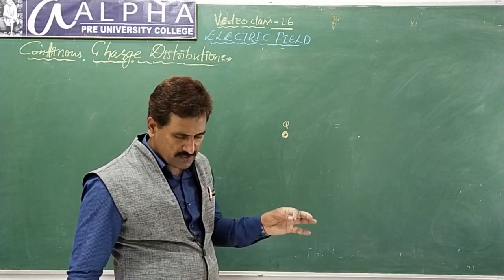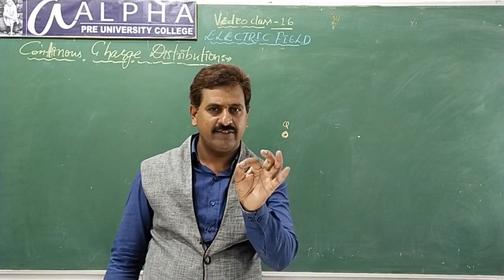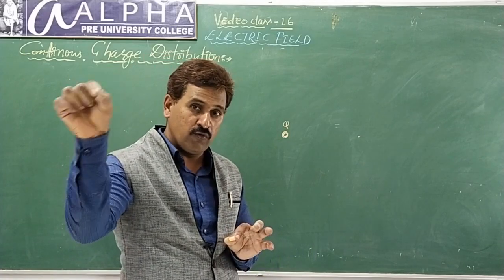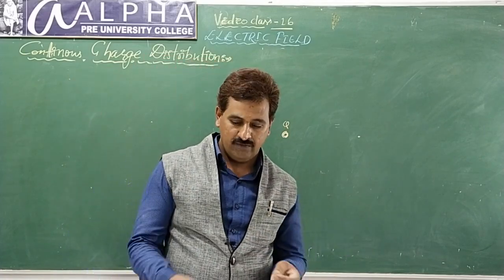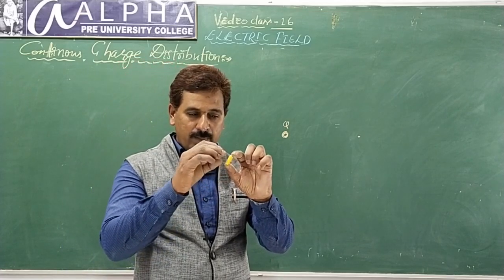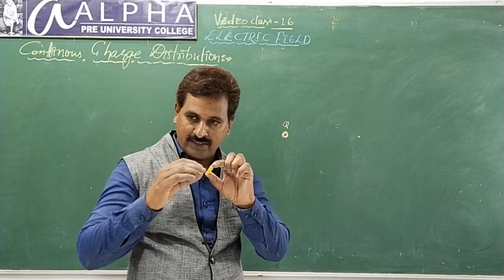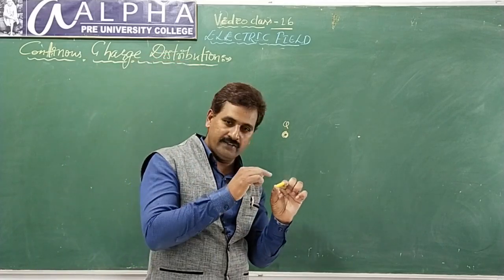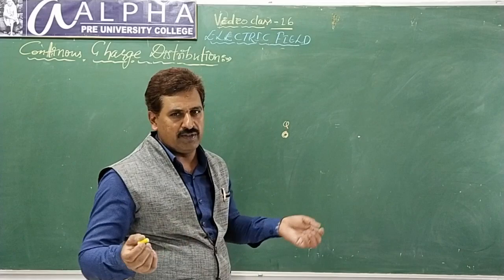What is a point charge? A charge whose linear size is very small compared to the distance at which you are finding force or electric field. For example, this piece of charge. When you charge it, compared to its size, the distance where you find the electric force is very large, the size is very small, then it is a point charge, right?